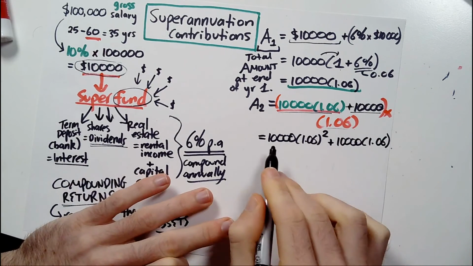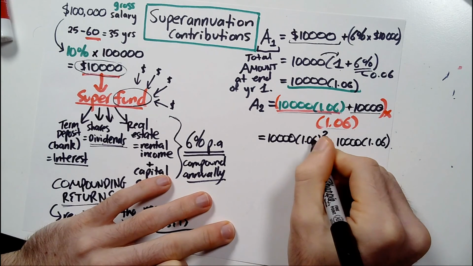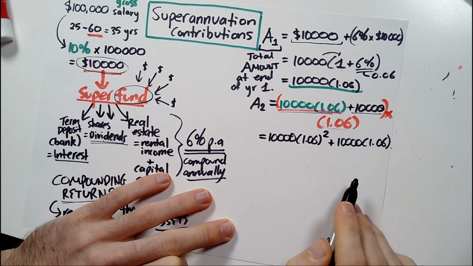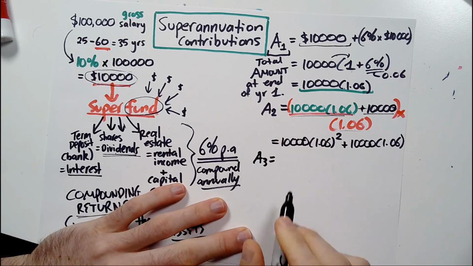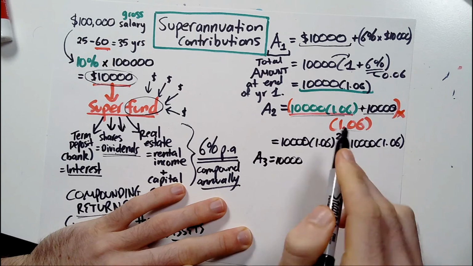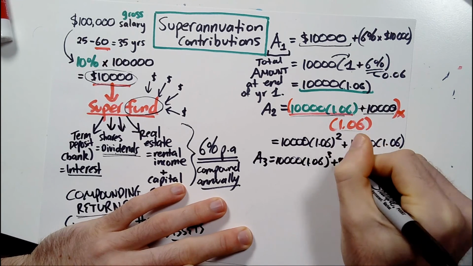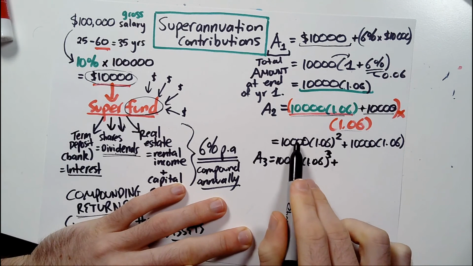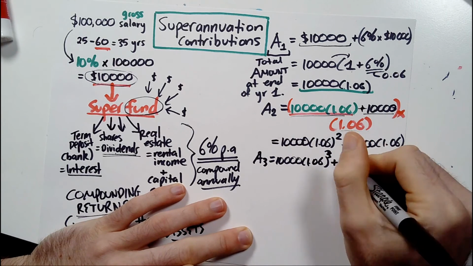So what you're seeing here is a pattern emerging where it's just going to keep being 10,000, and then a bracket with 1.06 that just keeps getting bigger and bigger, and then it goes down. So after 3 years, hopefully you can see now that it would just end up being $10,000, and you could repeat the same process we just did there, 1.06 cubed. That's a 3 there, okay? Because that first contribution has now earned interest 3 times. So it's 1.06 times itself 3 times.